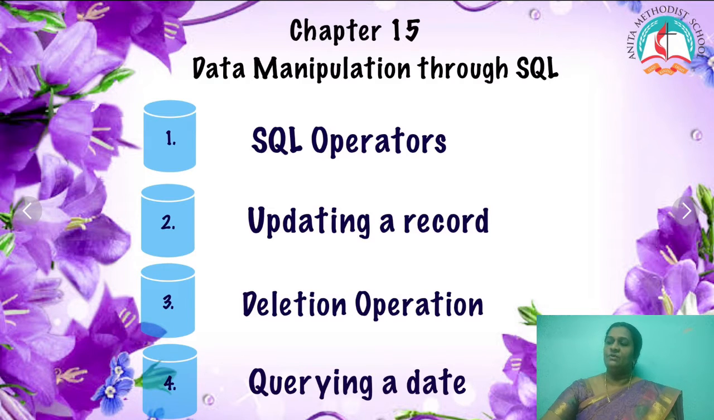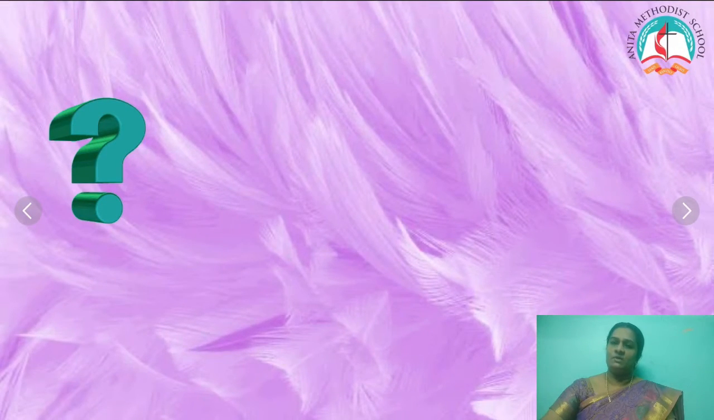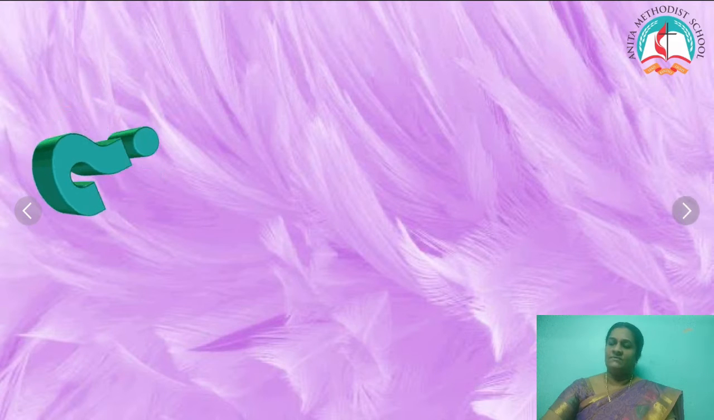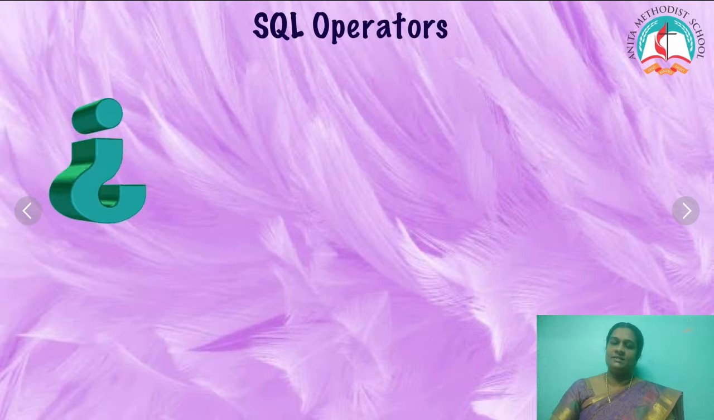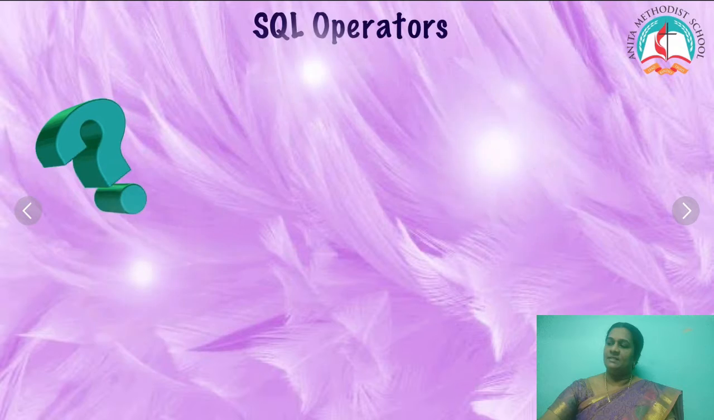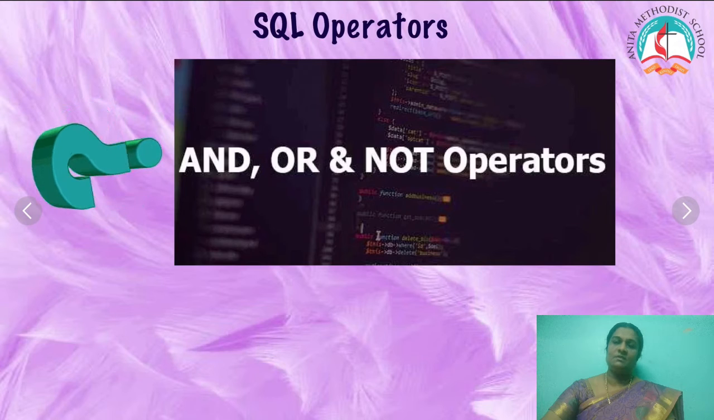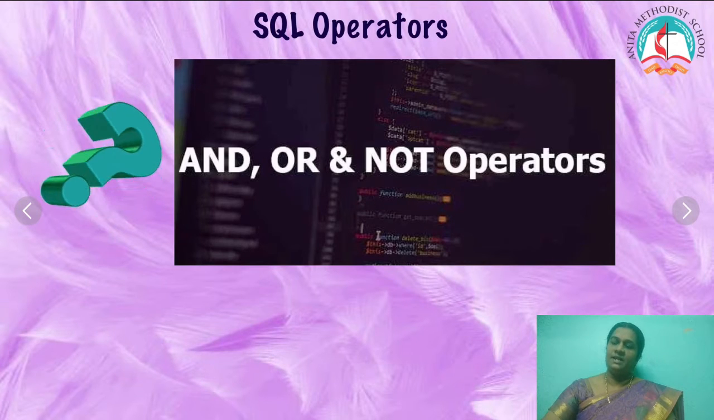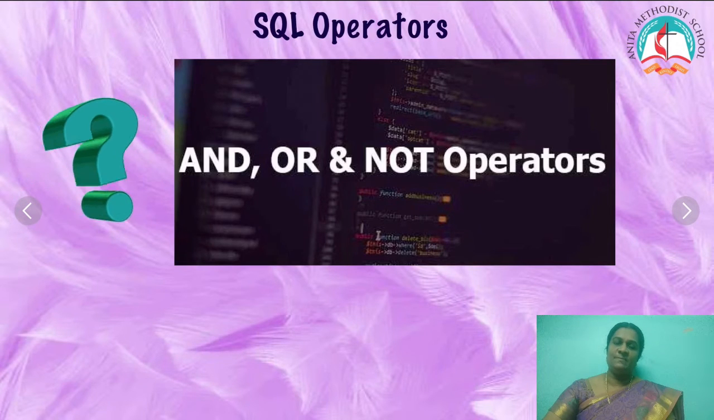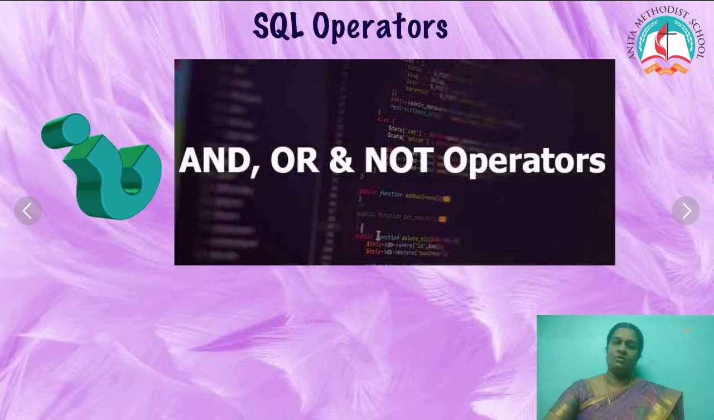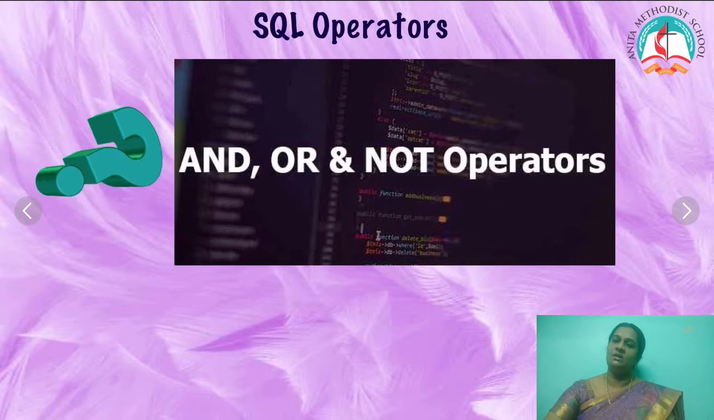Now let's get into them one by one. You are going to say the answer. What is the first topic? Correct, SQL operators. What are the 3 types of operators? Yes, they are AND, OR and NOT operators. AND is a multiplication operator, OR is a plus operator, and NOT is an exclamation mark, which finds the inverse of a value in Boolean algebra. They are called AND, OR and NOT operators.